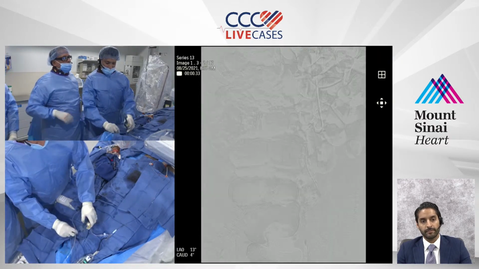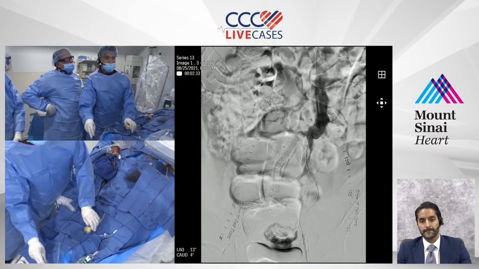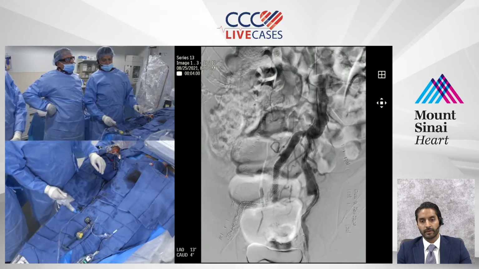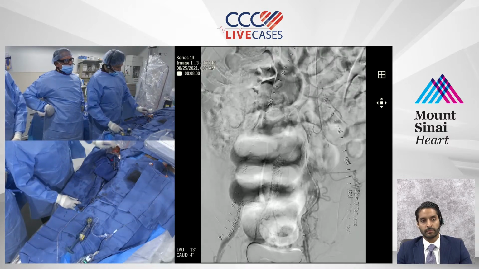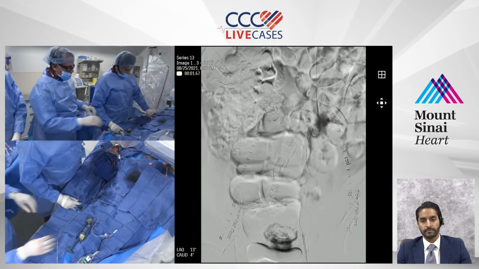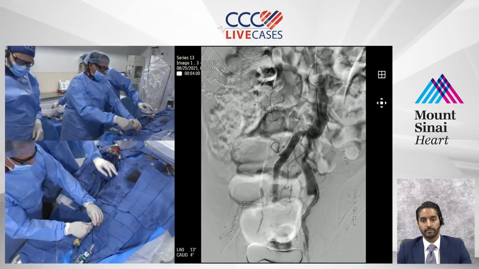PK is planning to push the balloon up a little bit. We had difficulty, right? But I think if you look at it, it expanded nicely. I'm not worried. I think I just need to IVUS this. I think at this stage, the Shockwave, at least for now, is done.